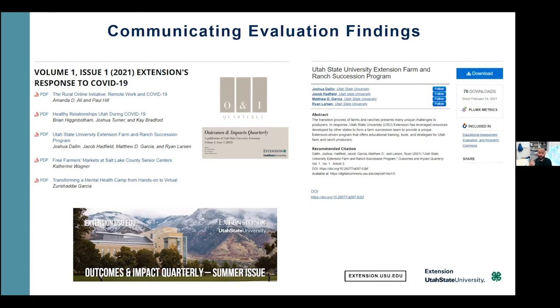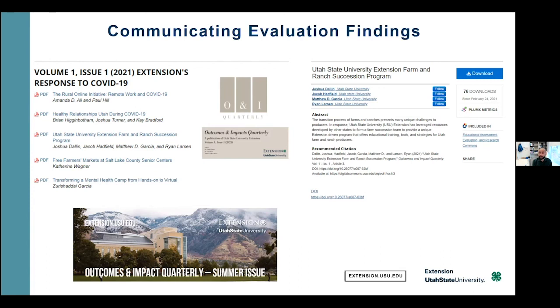We send out an electronic newsletter. We send out a printed newsletter to all the county offices, and we also publish this online. So you get a DOI number, and plus you can track this online. You can track your downloads, you can track who is accessing your work. And this entire publication shows the outcomes of extension programming. So if you conduct your evaluation, regardless of what evaluation it is, what program it is, if you conduct your evaluation and you get findings, you can submit it to this, and we would send it out.